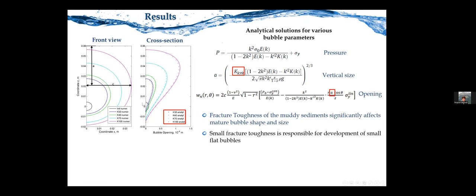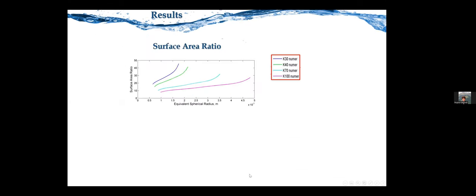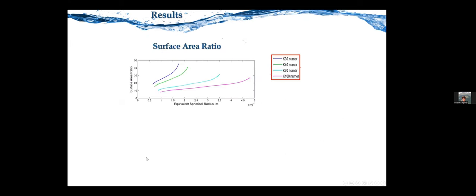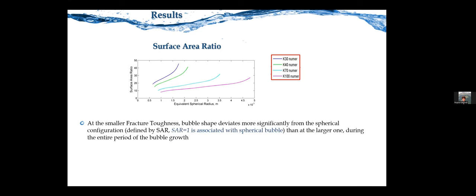So, you can see that small fracture toughness here is responsible for the development of small flat bubbles. Under the larger fracture toughness, the bubbles are much bigger and much more inflated. Okay, so this is a comparison of the numerical and analytical solutions, and you see here a good agreement between the solutions. Another parameter is the surface area ratio. Surface area ratio is the ratio of the surface area of the actual simulated bubble to that of the equivalent spherical bubble. And what you can see here is this.